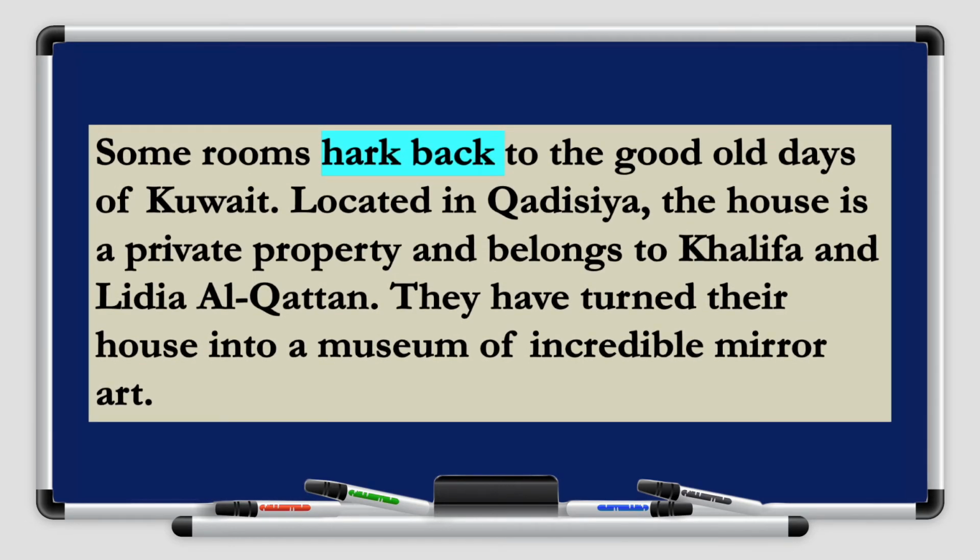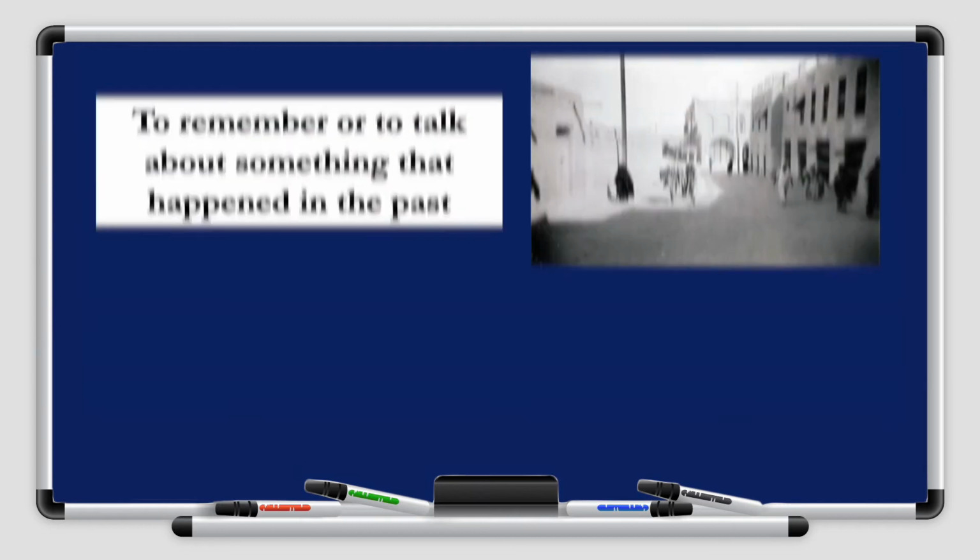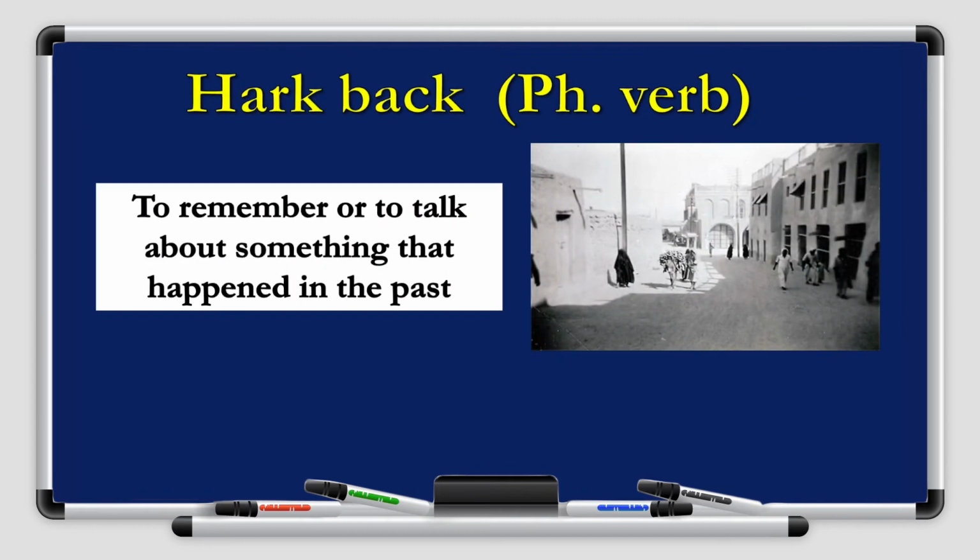Moving on to another paragraph. Some rooms hark back to the good old days of Kuwait. Located in Al-Qadsiya, the house is a private property and belongs to Khalifa and Lydia Al-Qattan. They have turned their house into a museum of incredible mirror art. We have a new word here, the word hark back.